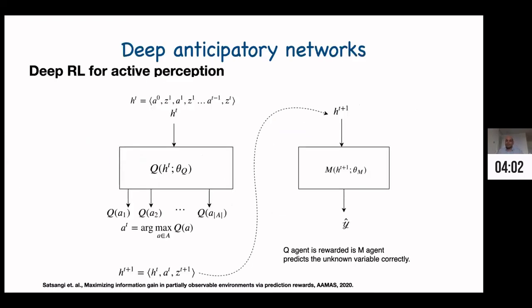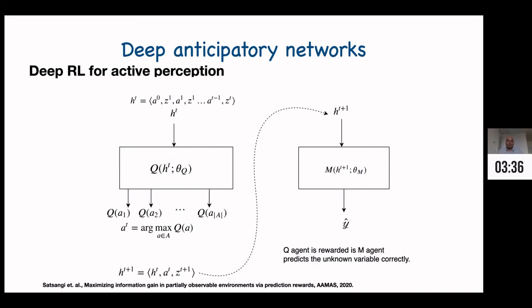Okay, so in that case, the final challenge that I talked about, which is learning. Recently, we also proposed a deep RL-based method for solving the POMDP that we formulated. It is called the deep anticipatory network. Our idea here is to use deep reinforcement learning methods to directly learn what might be a good or bad policy without having to model the world.